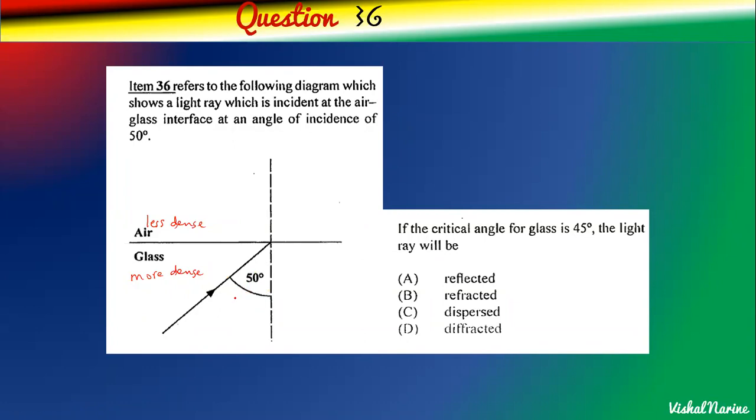So what is going to happen? Total internal reflection, I mentioned just now. It simply means that all the rays of light are going to reflect back inwards. All right, and it's still going to reflect at the same angle of 50 degrees. So the answer here is that the light ray is going to be reflected.